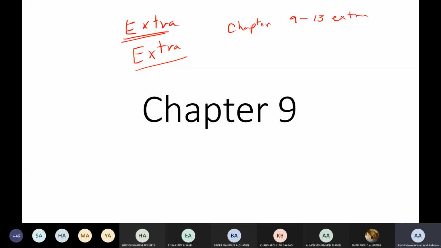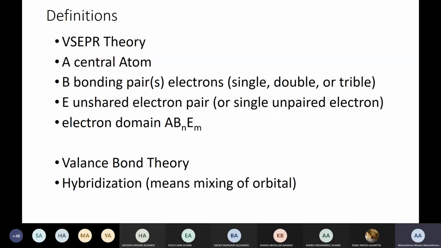Okay. And chapter 9 is the whole chapter for you. I want you to look at it, and I will go over it very quickly. The first thing I told you to know is the definitions. You must know what this theory is. You must memorize the name: valence shell electron pair repulsion theory. You must know that. Good.